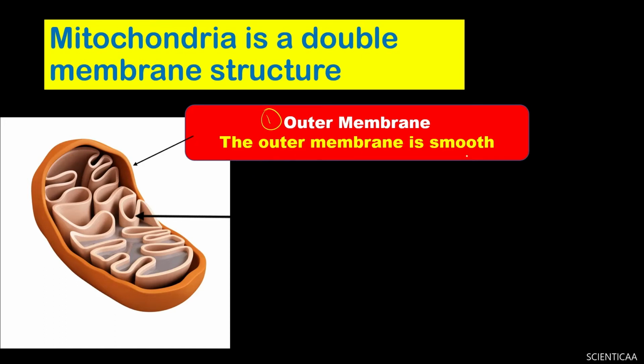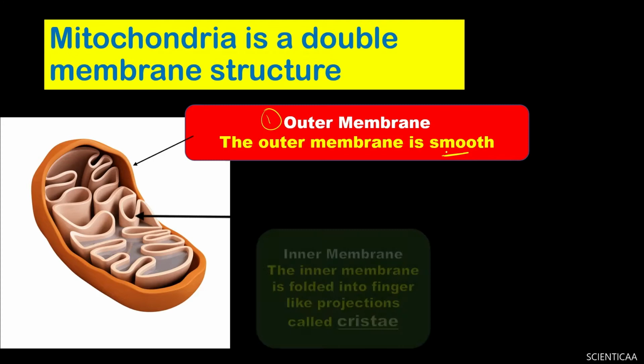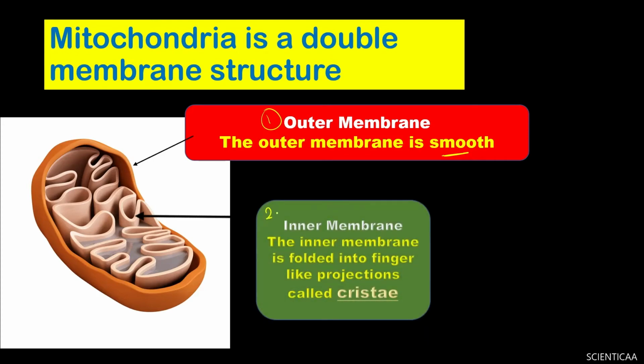Now the outer membrane is much smoother, whereas the second membrane, which is the inner membrane, has the finger-like projections like this. And these projections are what you call as the cristae. So these are the inner foldings of the inner membrane, which are called as the cristae.